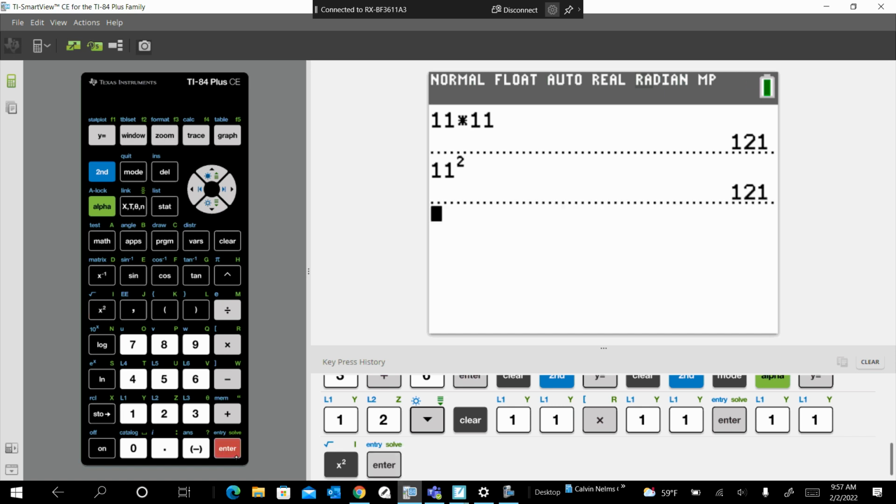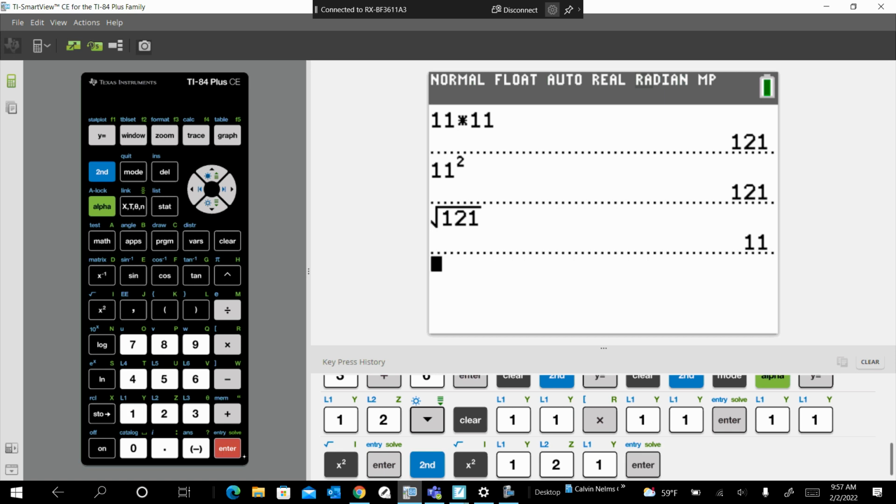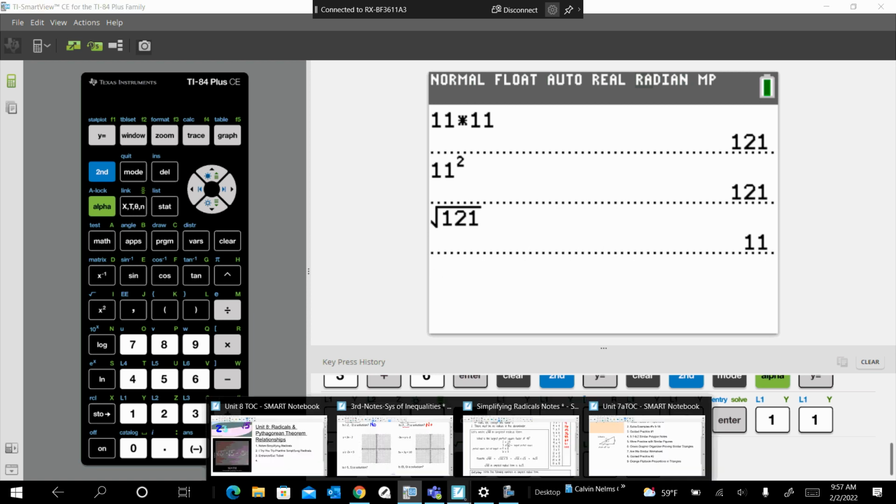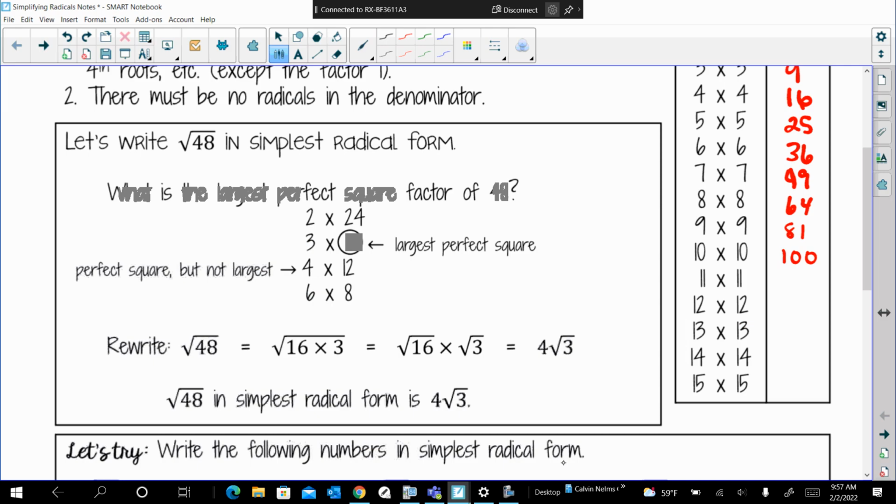What I'm expecting is for you to know if it's a perfect square. Now you can use your calculator to check. Like I can do second and x squared to get the radical and put 121. If it comes out to a whole number, then it is a perfect square. If it's a decimal, then it's not a perfect square. So we should have 121 here. What's 12 squared, or 12 times 12? Yeah, 144. 13 squared. 14 squared.